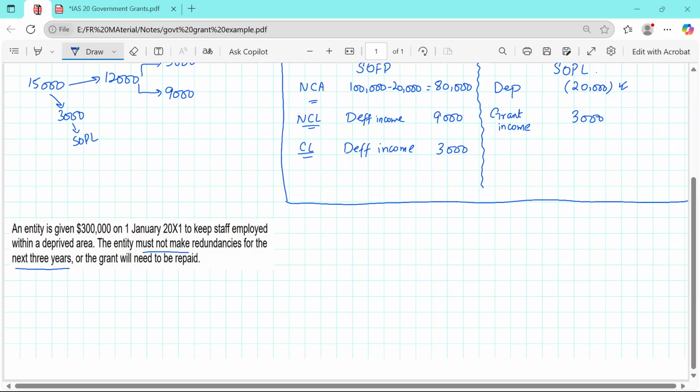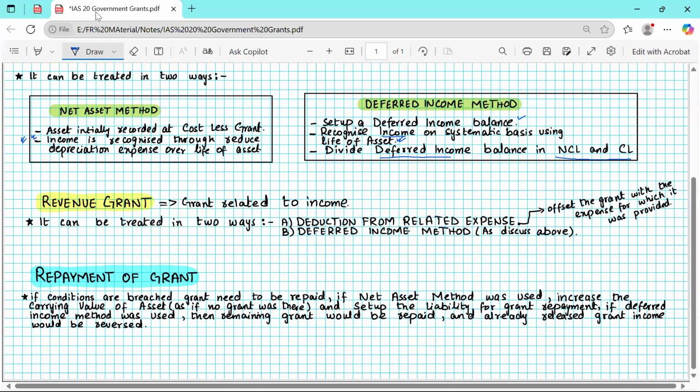Now the government is saying don't do that. The country is already facing employment issues, so we are requesting you not to do that. If you are facing problems paying them salaries, we are going to give you 300,000. But against that, the condition is that you are going to keep the employees for 3 years. Now, the first treatment that I told you was deduction from related expenses.